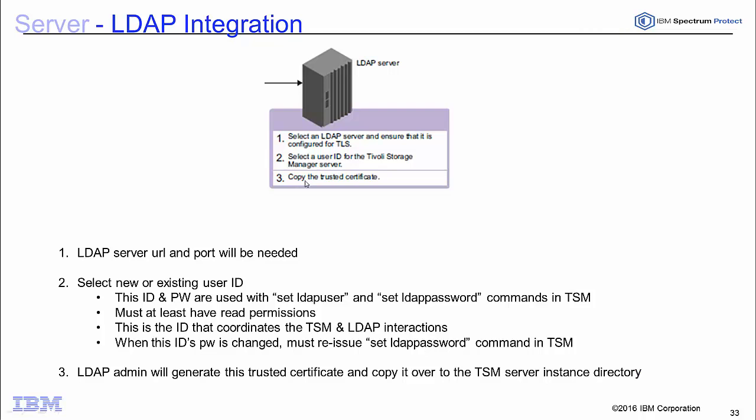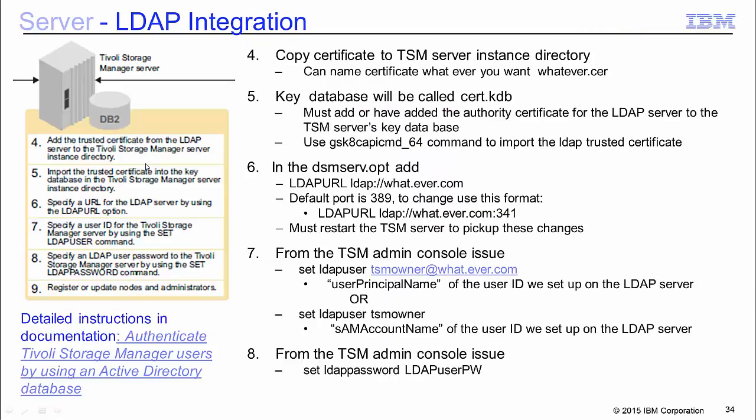Okay, next, the LDAP admin is going to generate a trusted certificate and copy it over to the TSM server instance directory. Now we're over on the Spectrum Protect server itself. You're first of all going to copy in that certificate that the LDAP admin just generated for you. And you can name it whatever you want, but it usually ends in .cer.